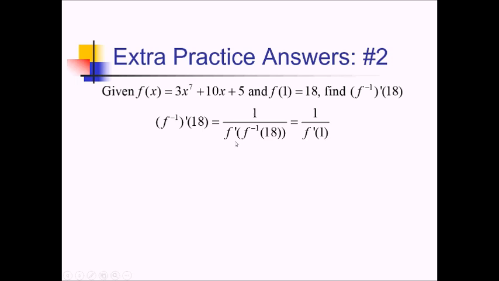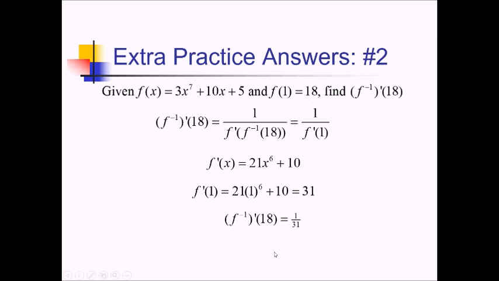So let's start with f prime. That's going to be, using my power rule here, 21x to the 6th plus 10. And then if I plug 1 into all of that, that's going to be 21 plus 10, which is 31. All right, so I've really got 1 over 31 when the dust settles on this one.